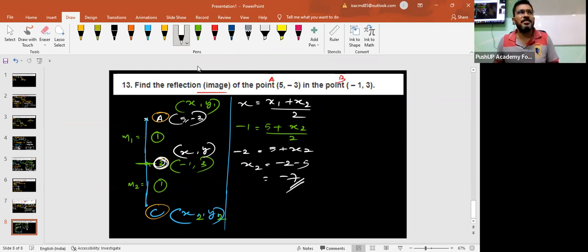Joanne, is it clear? If you just draw it, you will get the answer. At least you will get the concept behind it, right? Then solving becomes easy because you know both the formulas.